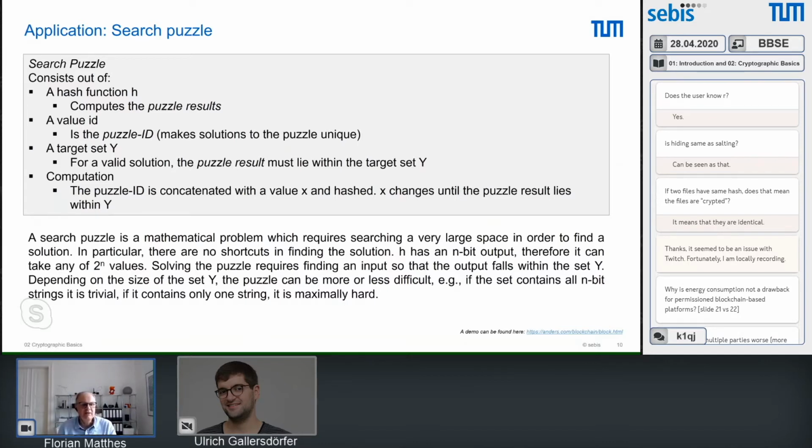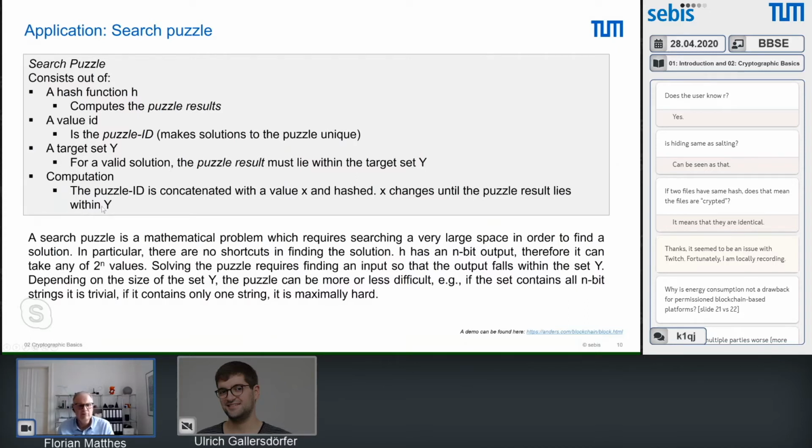So the idea is now that we do a computation. We take the puzzle ID and concatenate it with a value X, and the puzzle ID and the value X are hashed. And now we change the value X until the result of hashing X concatenated with the puzzle ID yields a value within the target search space Y.